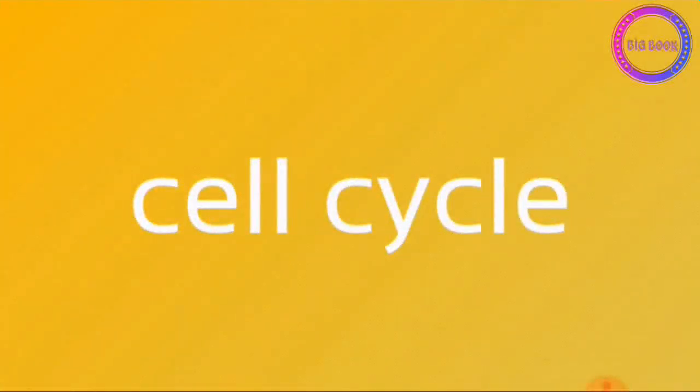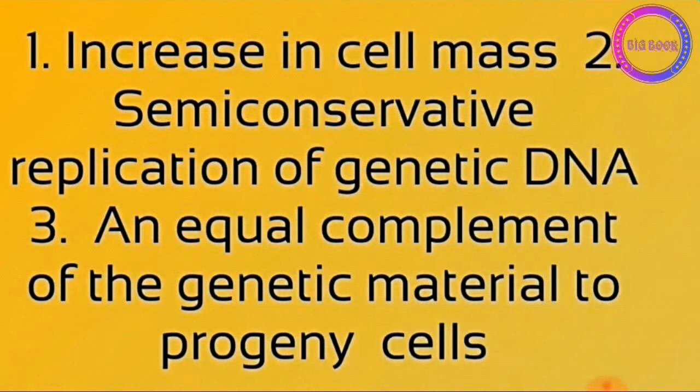Today we are going to learn about the cell cycle and the regulation of the cell cycle in eukaryotes. First we will have a brief discussion on the cell cycle, that is, the increase in cell mass during cell division, that is the mitotic cell division, or it can be the meiotic cell division also.